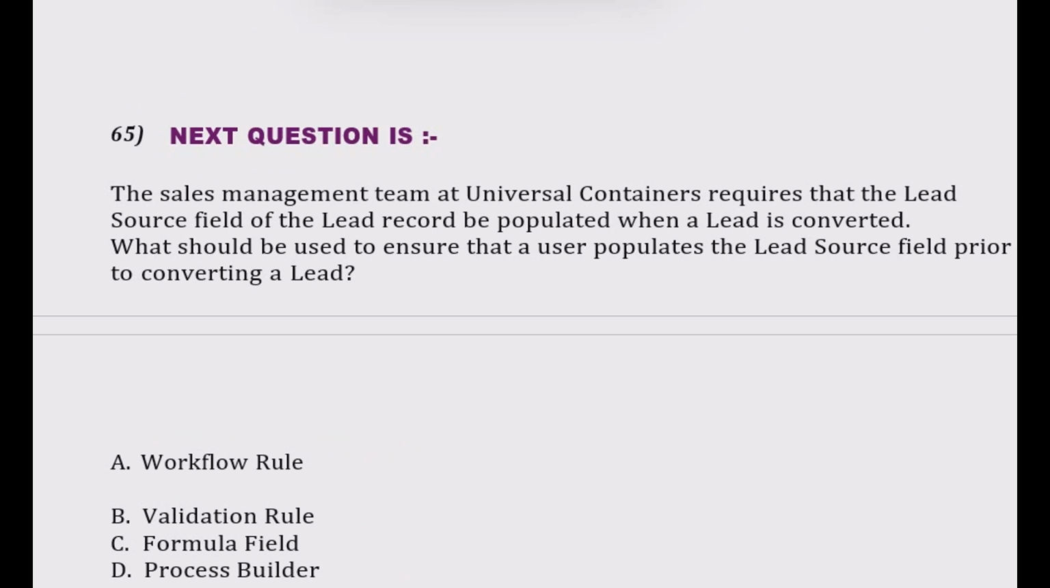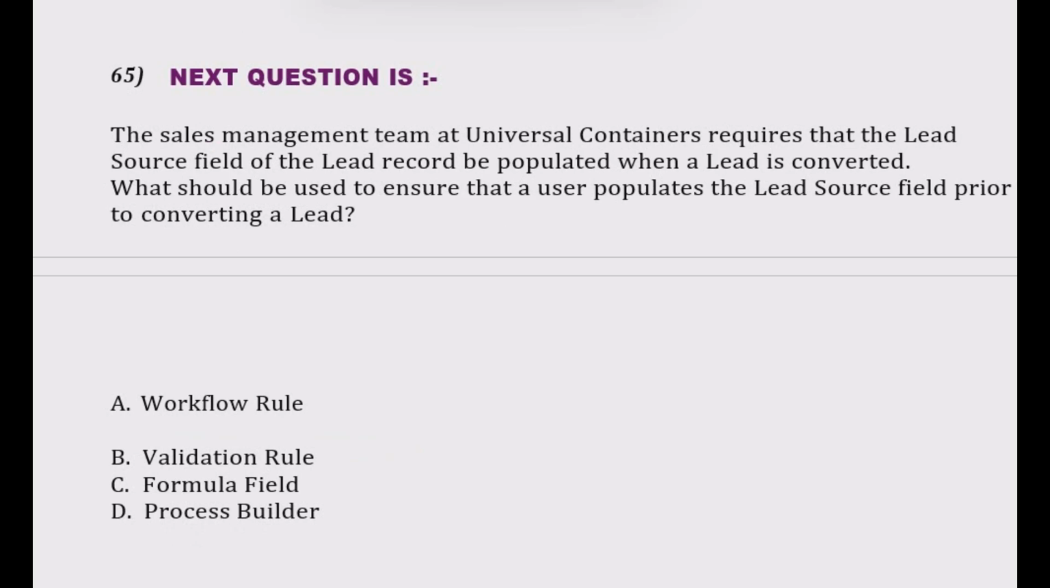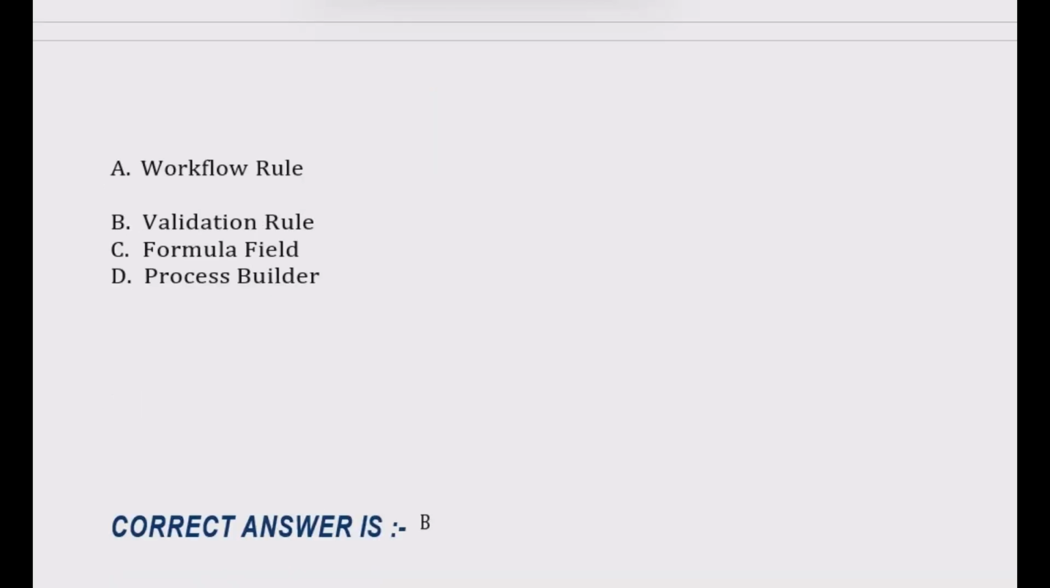Question is, the sales management team at Universal Containers requires that the lead source field of the lead record be populated when a lead is converted. What should be used to ensure that a user populates the lead source field prior to converting a lead? Option A, workflow rule. Option B, validation rule. Option C, formula field. Option D, process builder. Correct answer is option B.